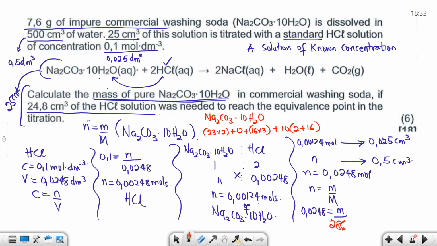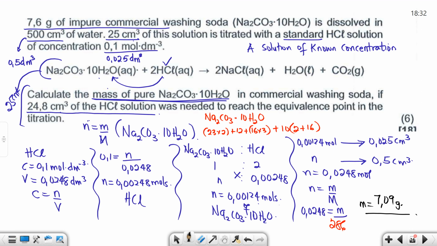Okay. There you go with your calculator. Just cross multiply. What is 286 times 0,0248? Such a lovely question. 7,09. Sorry, 7,09 grams. That's what is present.